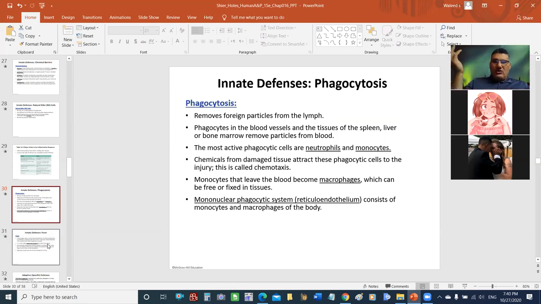Phagocytosis, all that I want you to know is phagocytes eat anything that's not supposed to be there. Number one. Number two, we have two types, the big eaters and the small eaters. The big eaters come from monocytes, and the small eaters come from neutrophils, good enough to know for the phagocytes. Big eaters, small eaters, macro and micro. Macro comes from monocytes, which are big. Micro comes from neutrophils, which are small.